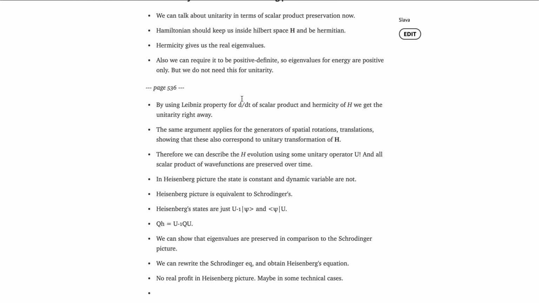And ultimately we get the same results because of what we have on this page here, where the Heisenberg states are just U inverse psi. If you took that bra psi U and then you did the Heisenberg observable, the U and the U inverse on the left-hand side would cancel out. And then the U and the U inverse on the right-hand side would cancel out. And we'd just get psi, Q, psi.